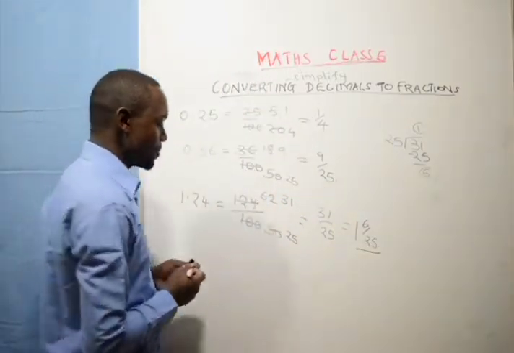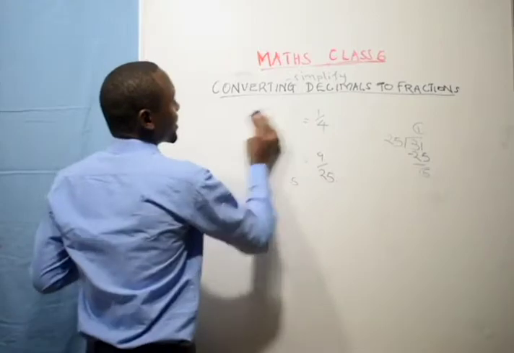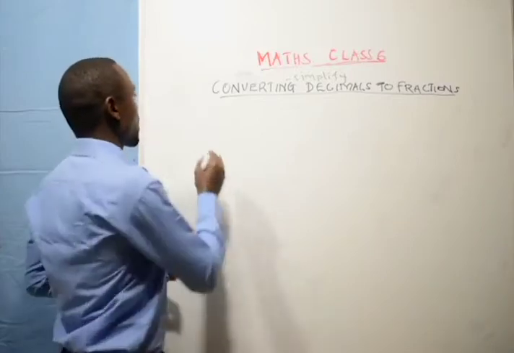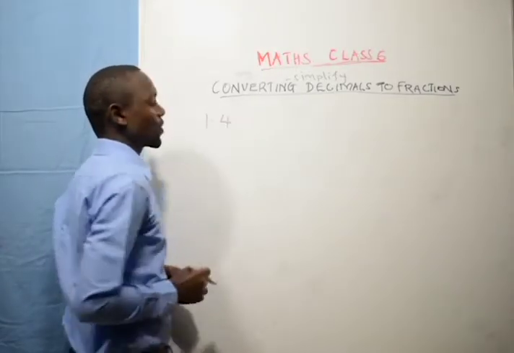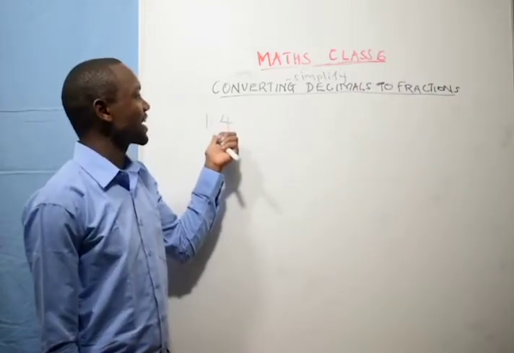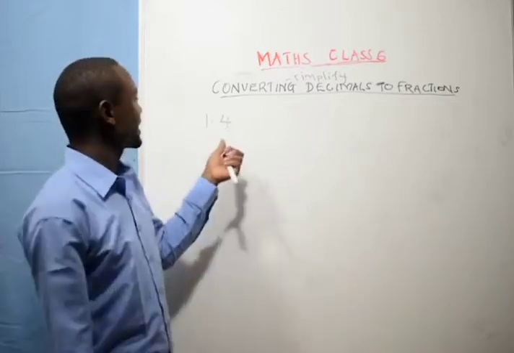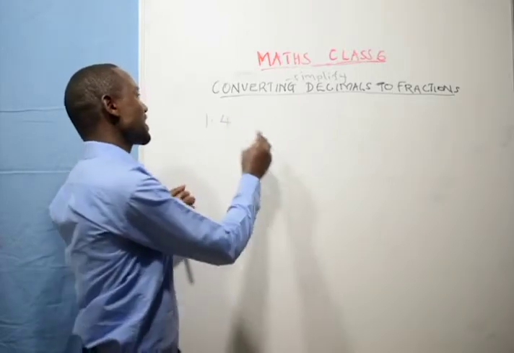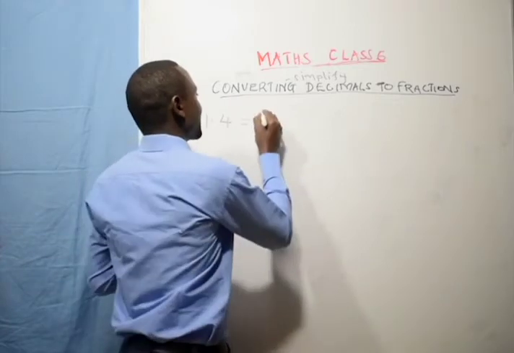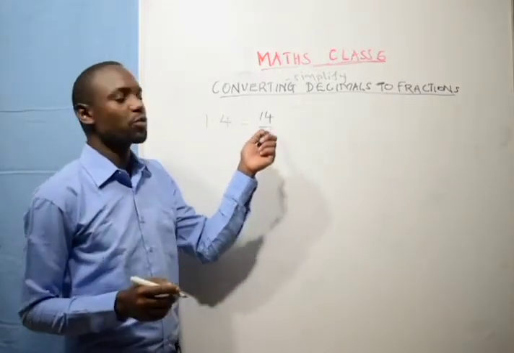I give you another example, and the last example. Converting decimals to fractions. You are given a number like 1.4. Convert that one to a fraction. This is a decimal. We are converting it to a fraction. What are we going to do? How many decimal places are here? We have 1 decimal place. So this number, 1.4, will be 14 over 10. 1.4 as a fraction will be 14 over 10.